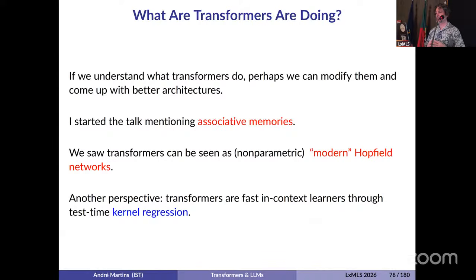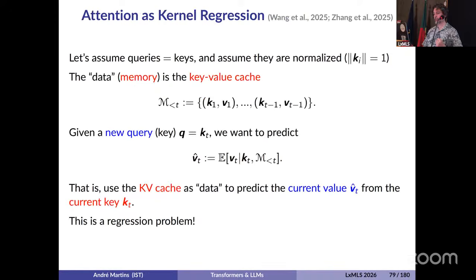But so one way, if you want to replace transformers by something better, we should start by understanding what transformers are doing and what are the things that they do well and the things where they need to be improved. So I started the talk by talking about associative memories and making these connections with Hopfield networks. There is another perspective that I want to bring, which is we can think of transformers as fast in-context learners through something called kernel regression performed at test time. So let me explain what I mean with this.